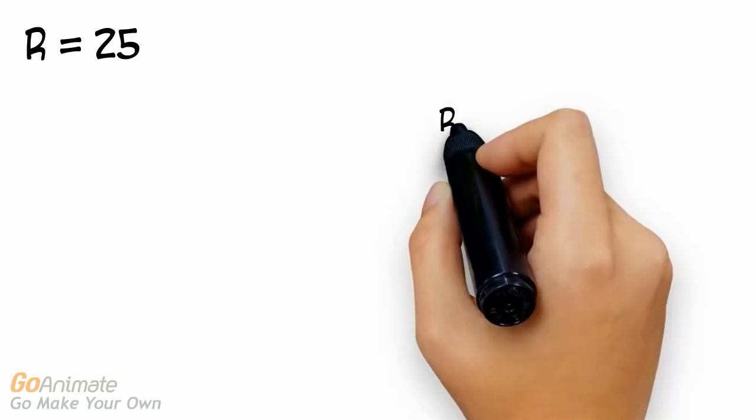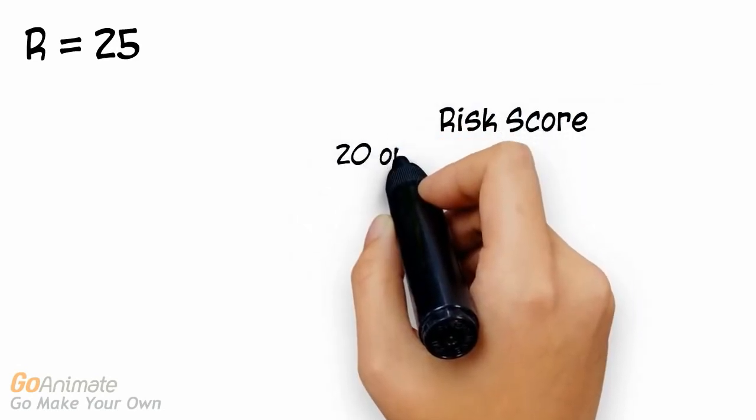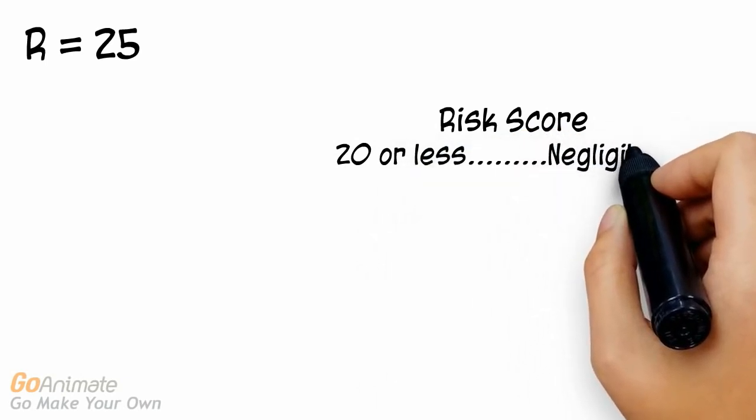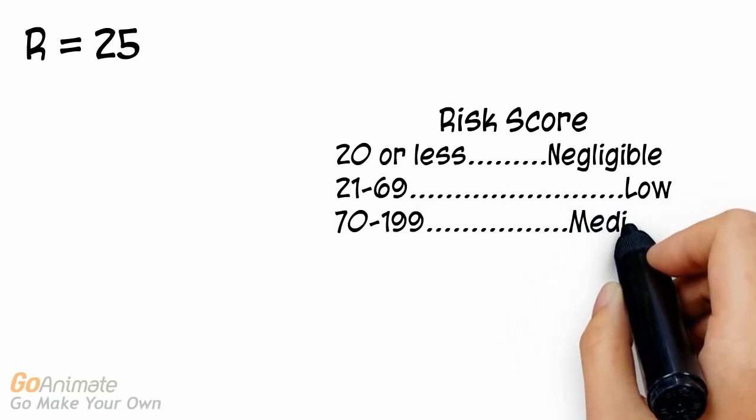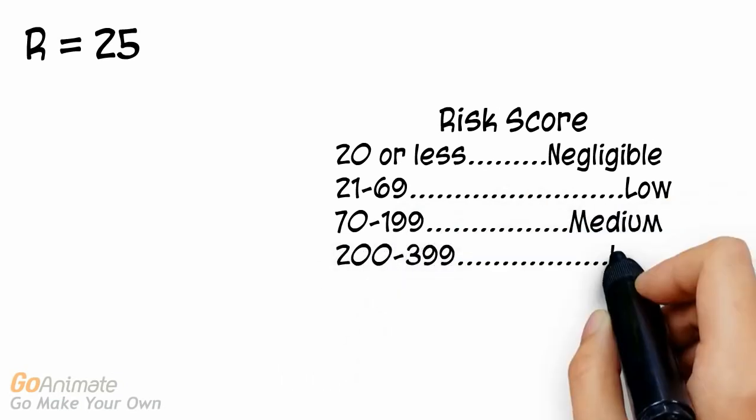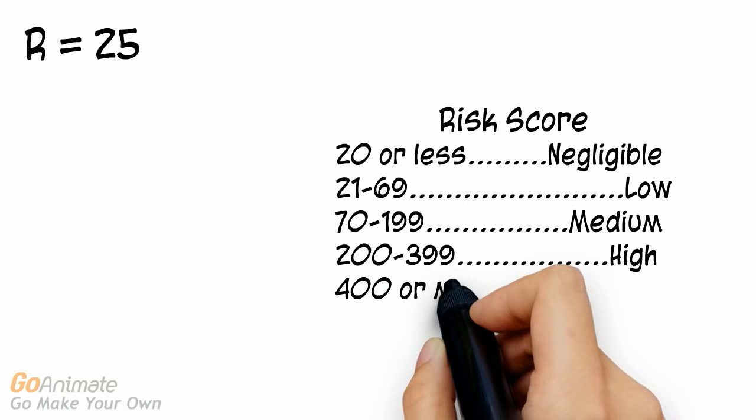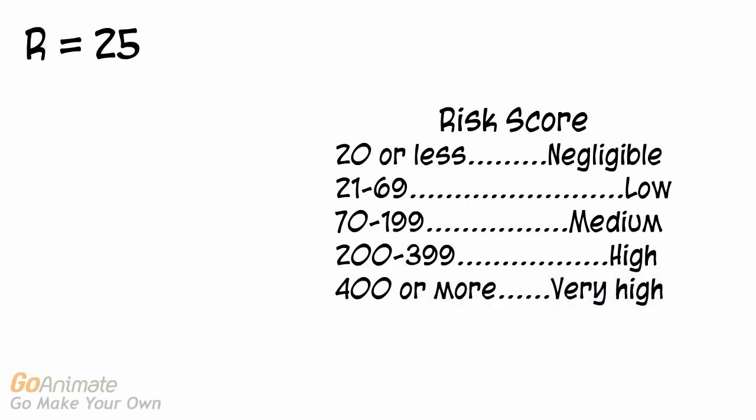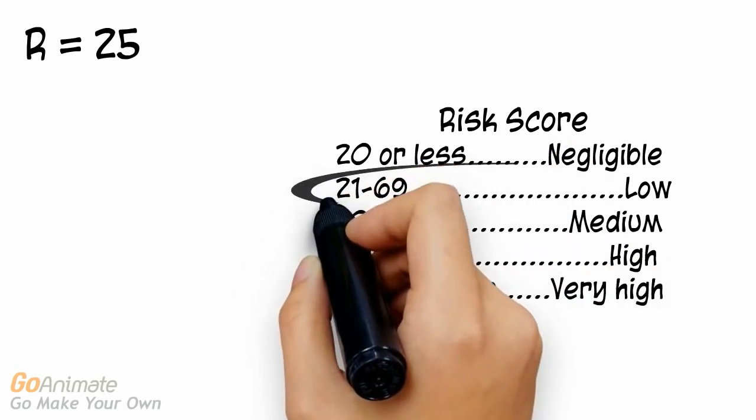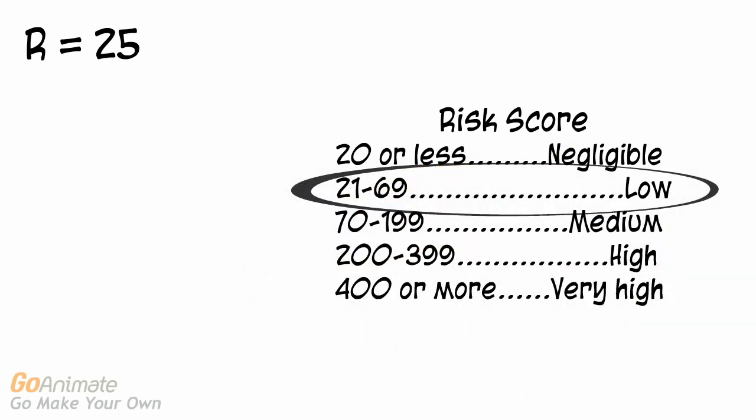Once we have a numeric value for this risk score, we need to assign a level of risk according to the following scale. A risk score of less than 20 points is negligible. 21 to 69 is low, 70 to 199 is medium, 200 to 399 is high, and anything greater than 400 is very high. Because we have determined the risk associated with this particular task is low, there is no need to implement any further controls.